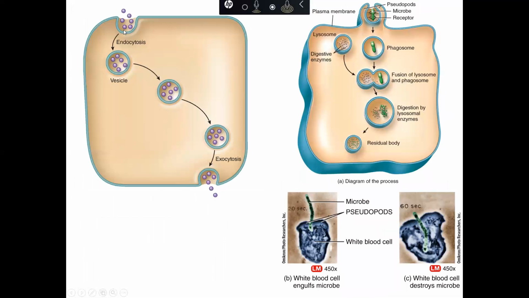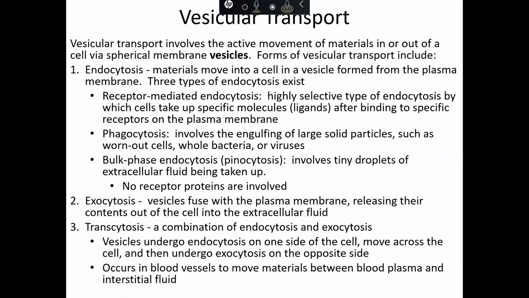In endocytosis, what we do is essentially bring a substance into a cell. Think endo, into, because the plasma membrane engulfs it and creates a bubble, a vesicle, bringing it in. So material moves into a cell in a vesicle formed by the plasma membrane. Three types exist: receptor mediated, which is a highly selective form of endocytosis by which cells take up specific molecules called ligands after binding to specific receptors on the plasma membrane.